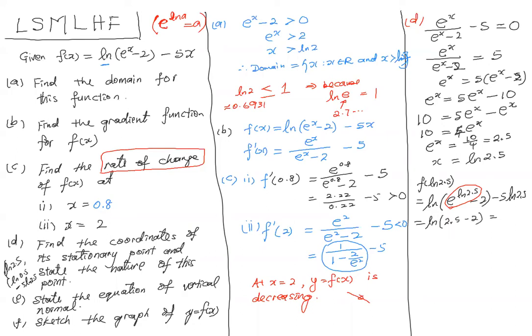So this will be equal to 2 minus 5 ln 2.5. Okay, so this will be equal to ln 0.5, take away 5 ln 2.5. Okay, Miss No wants to teach you how to simplify this. 2.5 is 5 over 2, am I right? 0.5 is, so 0.5 is what? 1 over 2.